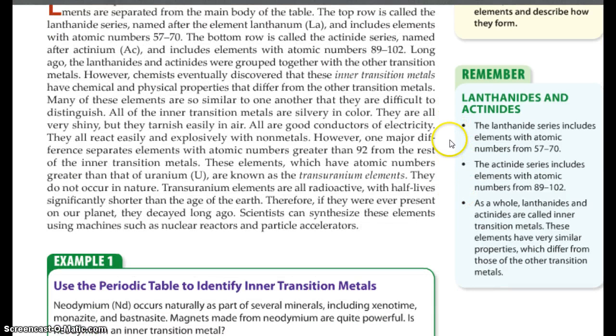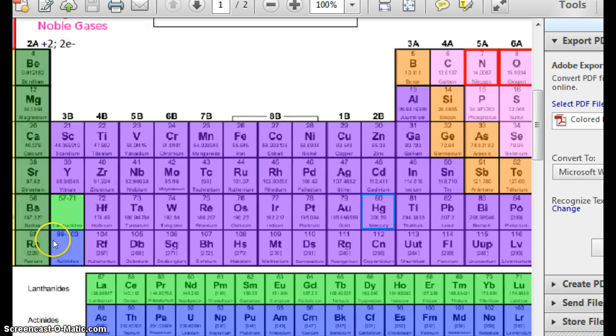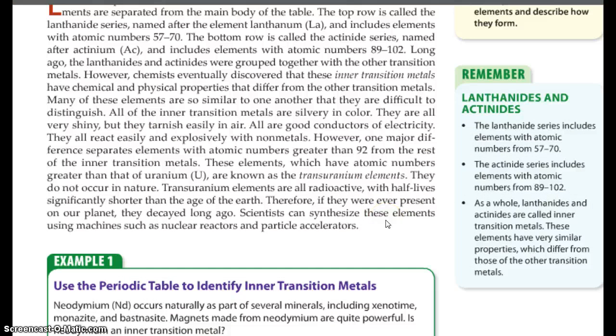Remember, the lanthanide series includes elements with atomic numbers 57 through 70. You don't need to memorize that because you can just look. 57 through, oh, let's put 71 on there. And actinide 89 to 103. So it does vary a little bit on that last one, depending on apparently what periodic table you're using.